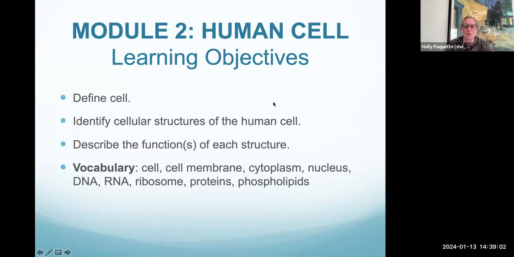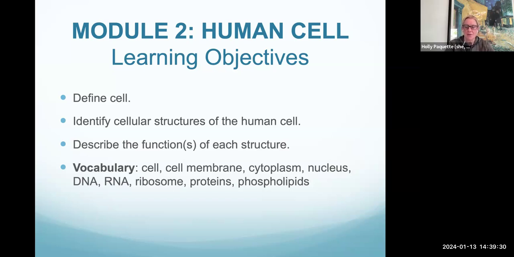So in Module 2, we're learning about the human cell. Some of the learning objectives that I have set out for you guys during this week is that you should be able to define a cell. And when I say define a cell, that would also include identifying cellular structures of the human cells. So the assignment you have this week will have you drawing it with some of the structures that I want you to know. In addition, you will also need to know the function or functions of each of those structures.